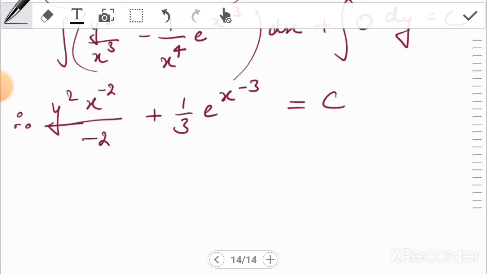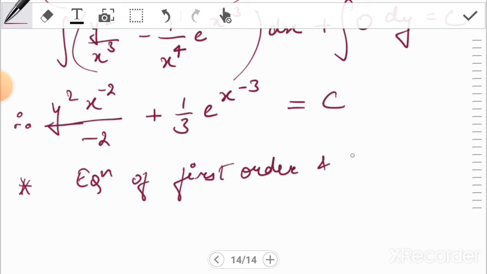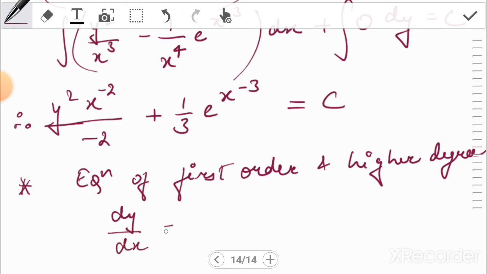Okay, now next is equation of the first order and higher degree. So we denote dy by dx as p. Let us see this with an example.